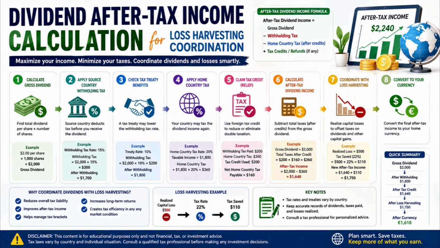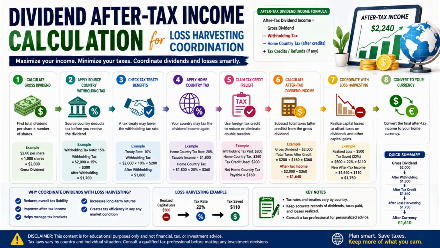After that, you should check whether any tax treaty benefits apply. Some countries have tax treaties that reduce withholding tax for eligible investors. For example, a treaty may reduce the withholding rate from 15% to 10%. In that situation, the withholding tax on a $2,000 dividend would be $200 instead of $300, which means more dividend income stays in your account.